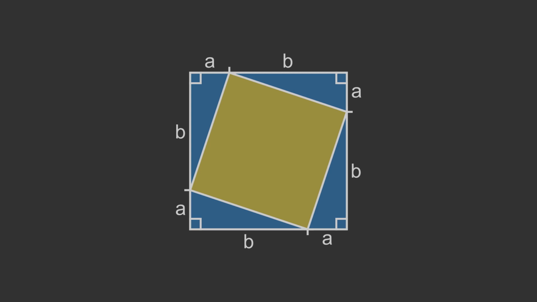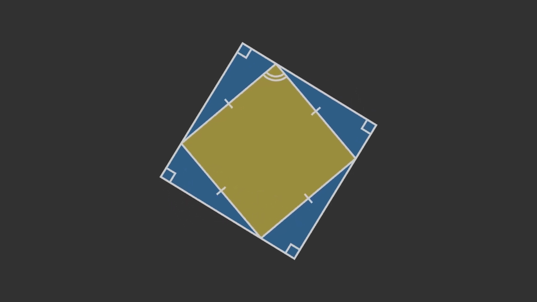For the yellow inner square, we know that all the sides are equal because they are each formed from the hypotenuse of one of the triangles. So every side has length c. Also notice that the whole diagram has rotational symmetry of order 4. We will mark the top left angle of the yellow square. If we rotate the shape by 90 degrees, the whole shape maps onto itself.